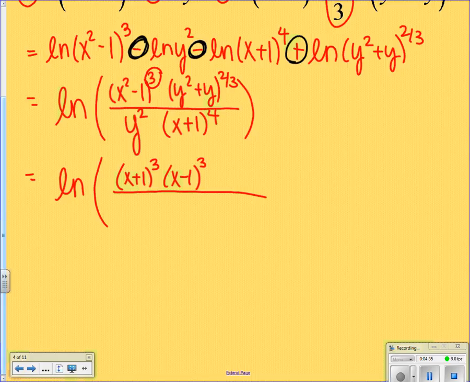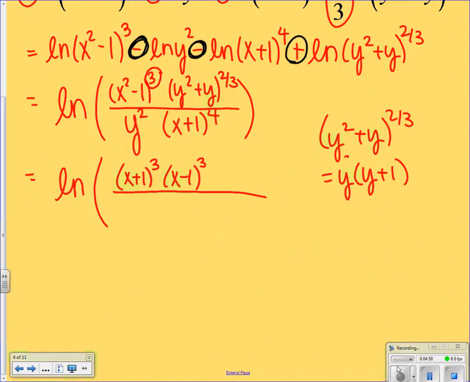Now this y squared plus y. I'm going to just look at y squared plus y. You can factor out a y, and you're left with y plus 1. Now this was raised to the 2/3. So when we go to simplify that, we're going to have to put a 2/3 here and a 2/3 on that one, okay? Because the exponent on it is still going to be a 2/3. So we can say y to the 2/3 and then y plus 1 to the 2/3.